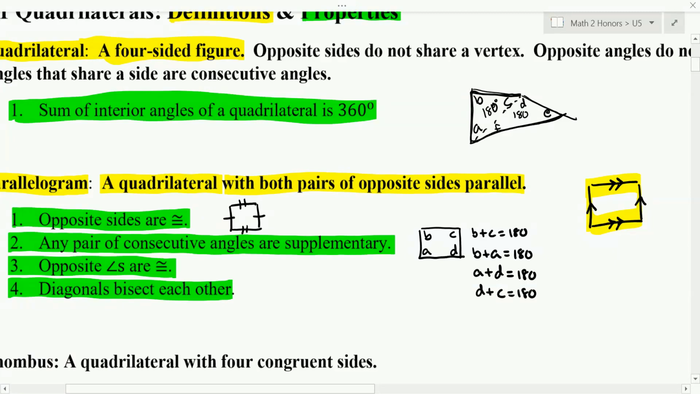Okay. Opposite angles are congruent. So that would mean these two angles are congruent, and these two angles are congruent. And diagonals bisect each other. So if you draw your two diagonals, they're going to cut each other in half. So one diagonal's cut in half, and the other diagonal's cut in half. It doesn't mean that the diagonals are the same length. It just means they cut each other in half. Okay.